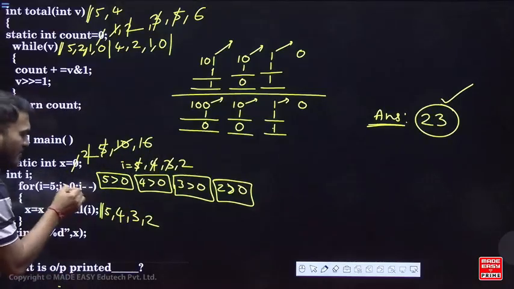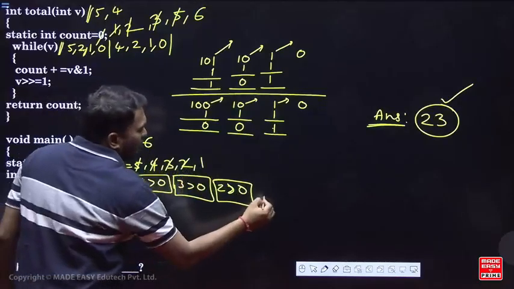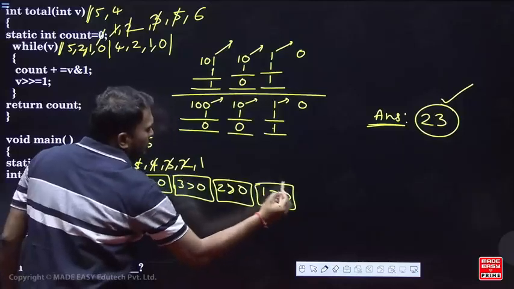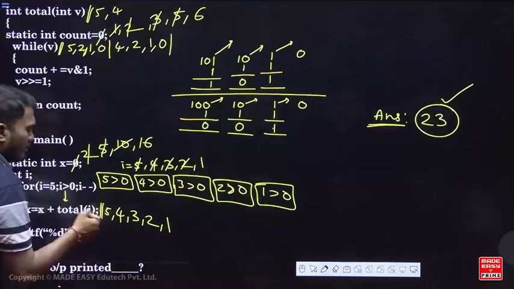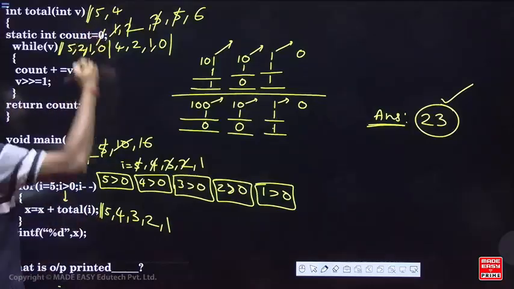Next again i minus minus. The i value becomes 1. Now, 1 greater than 0, true or false? True. So again you are passing 1, again calling total by passing 1.